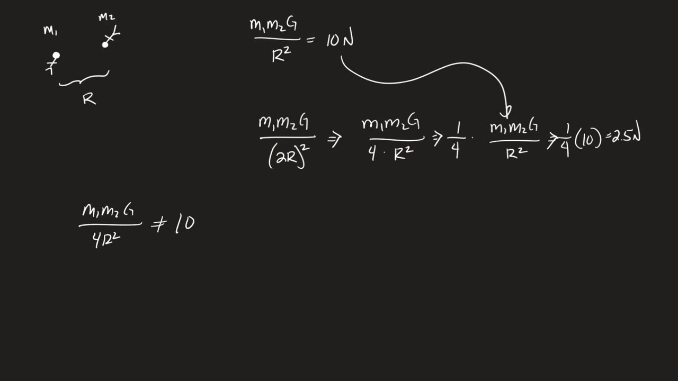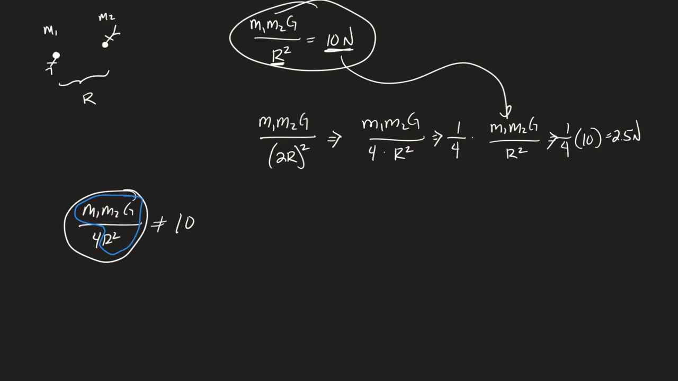Those aren't equal. This equals 10. When I double this number, this has to change because I'm making the R a bigger value. Does that make sense? So you can't set this equal to 10 because only this part of it is equal to 10. Does that make sense?